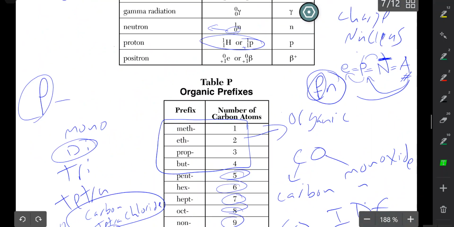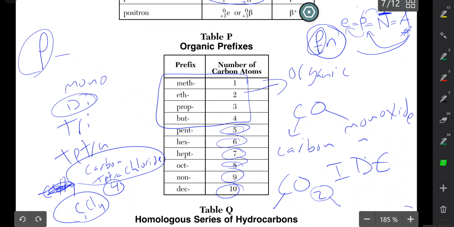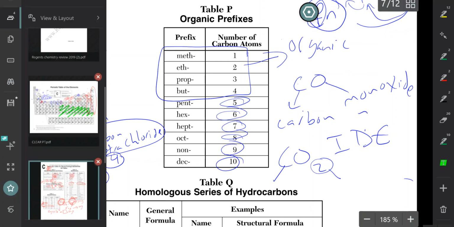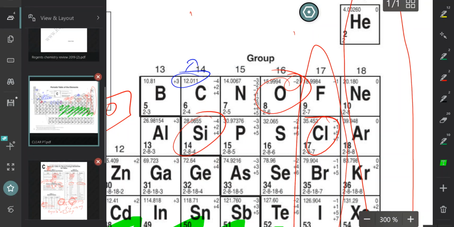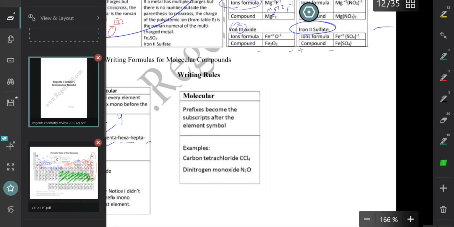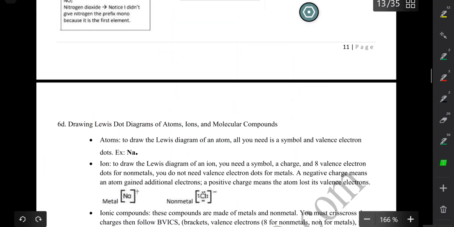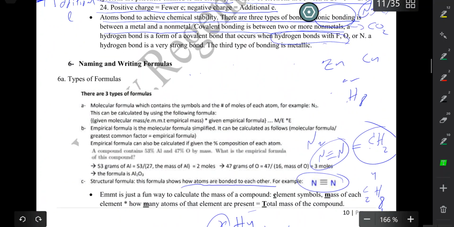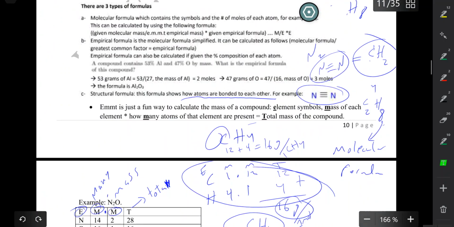That's pretty much it for writing molecular compounds. Please don't ever give prefixes if you see a metal in a compound. You should never use the prefixes if you see a metal in a compound. Okay? Now, that's pretty much it for naming and writing ionic and molecular compounds.